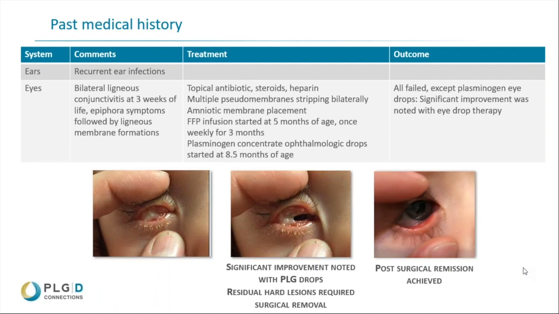At 5 months of age, she began therapy with IV FFP with temporary relief. Around 8 months of age, she began therapy with plasminogen concentrate eye drops, which demonstrated significant improvement with resolution of lesions after surgical removal of residual hard lesions. Here are the eyes before starting therapy with significant improvement. Some of the lesions are very hard and stubborn, and after surgical removals, if you continue therapy, they reach full remission.